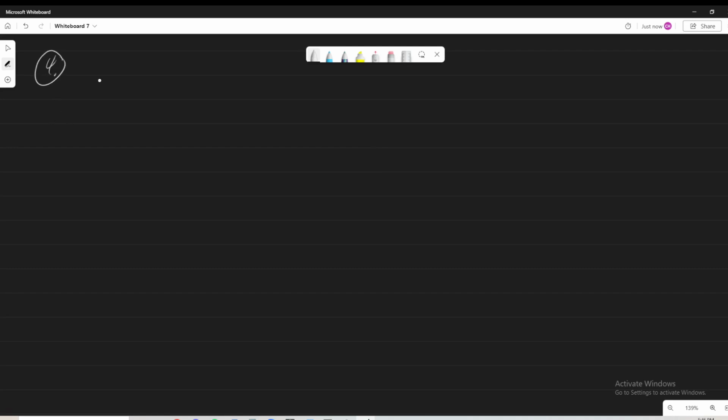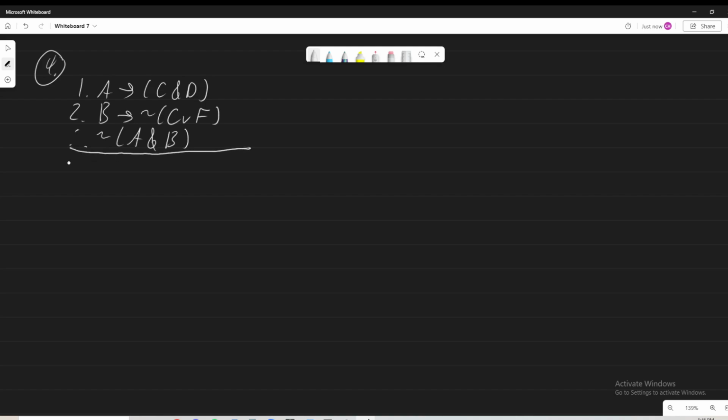So for this problem, we'll start out in premise 1. If A, then C and D. In premise 2, if B, then, I lost it, not C or F. And our conclusion is not both A and B. Some different symbolization. Not both A and B.